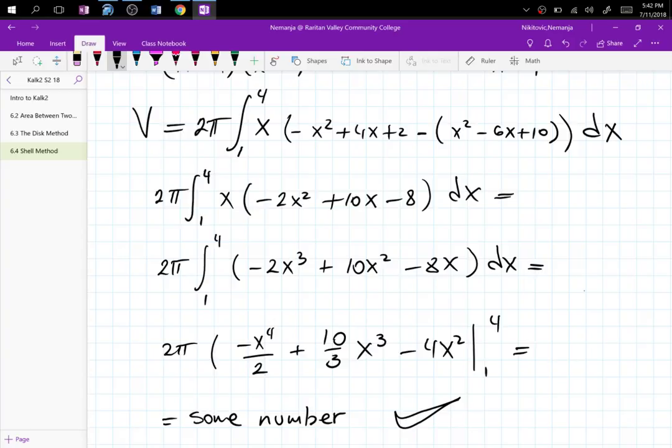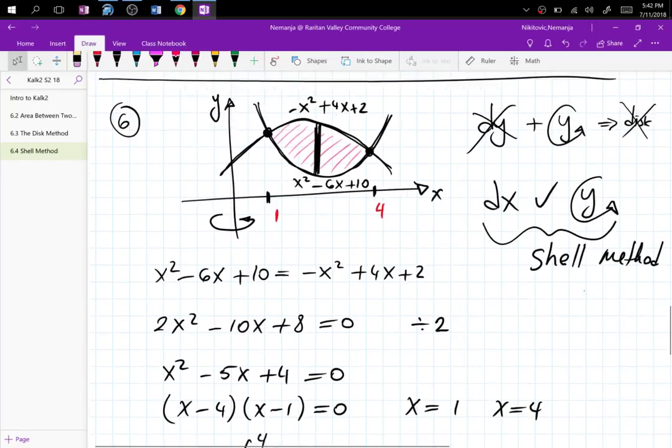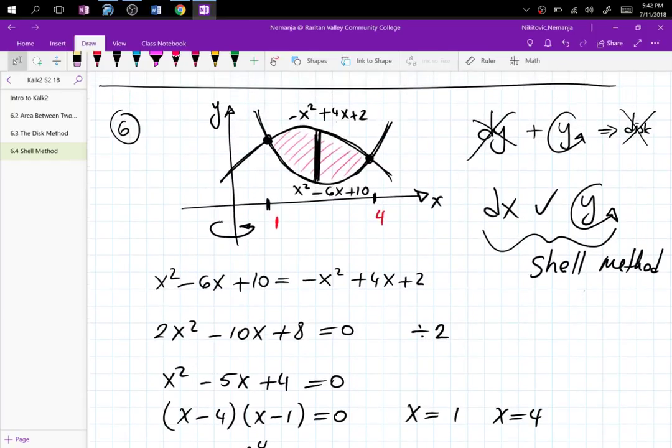Could you scroll back up to the graph? Yeah. Top minus bottom, right? So the negative minus the positive. And that's that. That's the shell method. So just do 15 examples, you'll be fine.